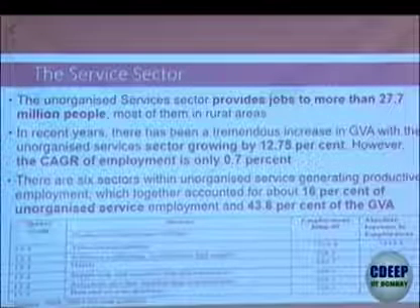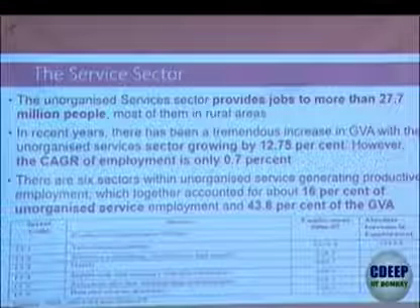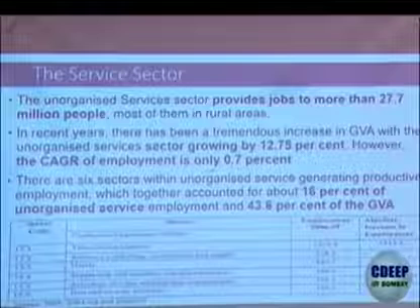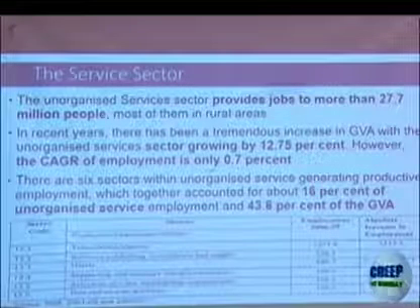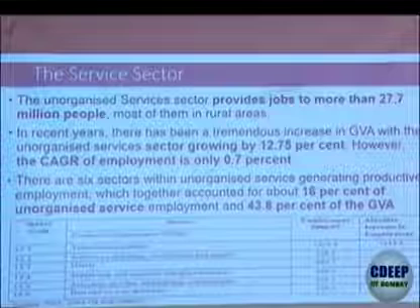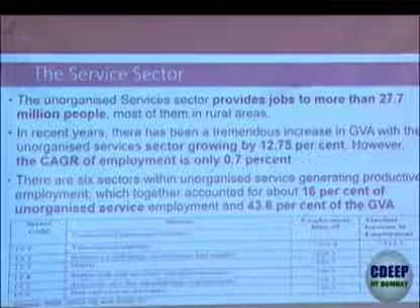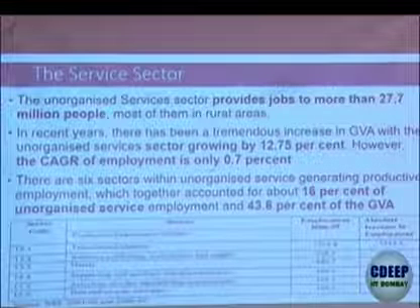There are basically six sectors generating very productive employment, which account for 16% of the unorganized sector and give a gross value added of around 43.6%. You can see the telecommunication sector, where employment has increased by around 15.14, and software publishing, supporting auxiliaries and transport services, and post and courier activities.